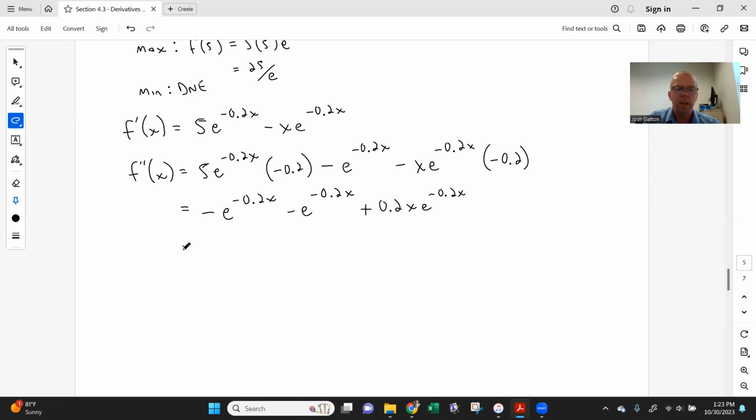And then we can combine our like terms. We'll set this equal to 0 at this point. And this is what we have. And so now we need to solve this for x. Same thing we're going to do: factor out the exponential part.